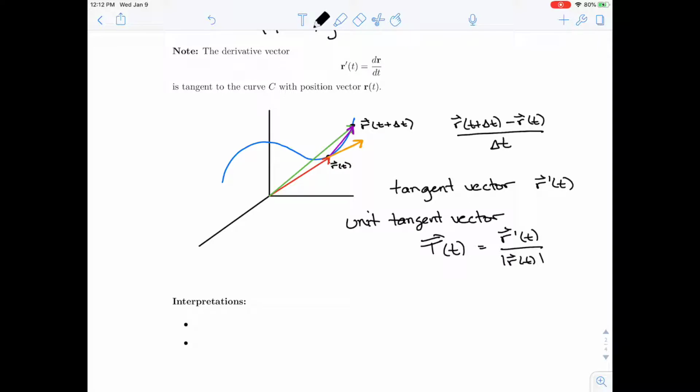So how do we want to interpret this new derivative that we found? Well, the derivative is always going to be the rate of change, so it could be the rate of change of the vector r of t with respect to t.